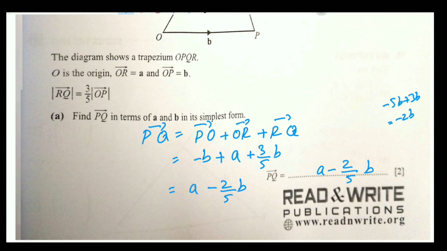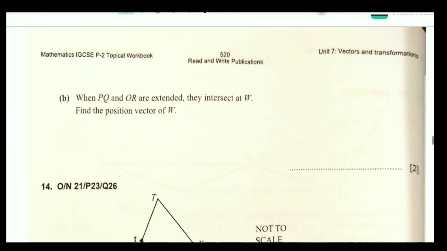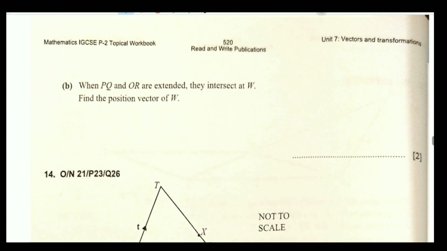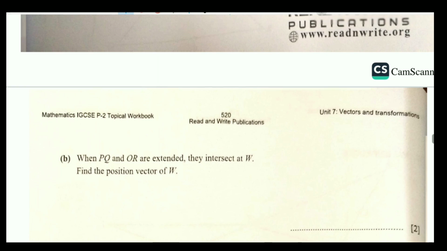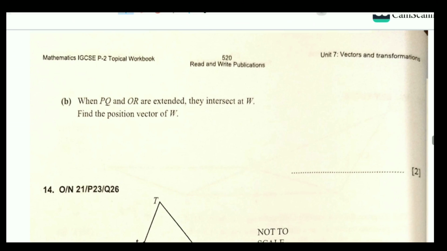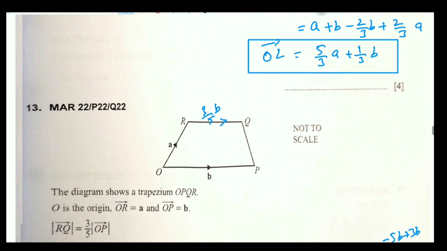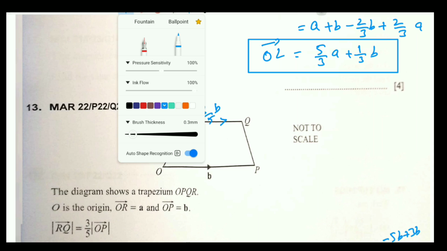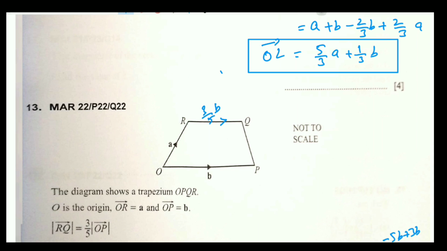Okay, so let's do the next question. Its second part is when PQ and OR are extended, they intersect at W. Find the position vector of W. So how do we have to solve it? We have to extend the diagram. It will be extended like that.